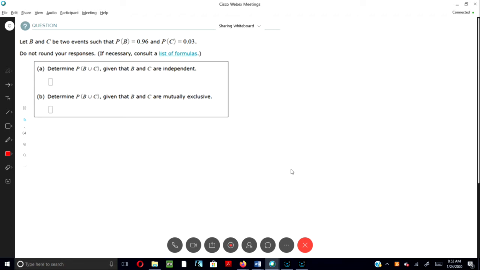Okay, so for this problem, since we do not know what the intersection is, the first thing we need to do is to find that out. So we know that the probability of B is 0.96, and we also know that the probability of C is 0.03.